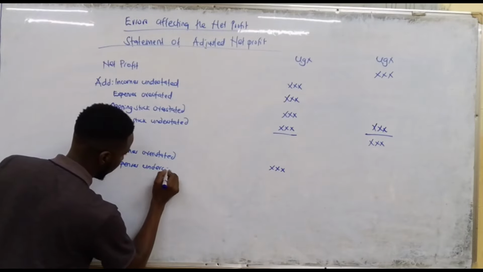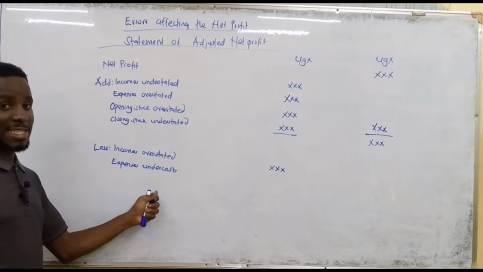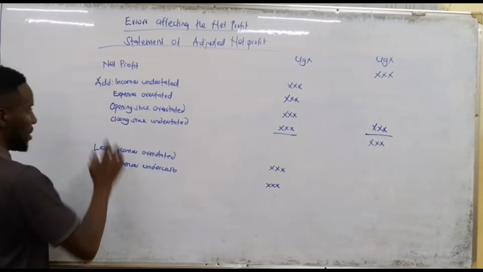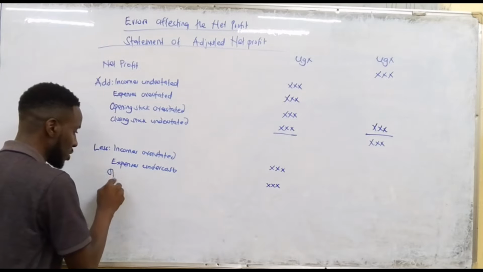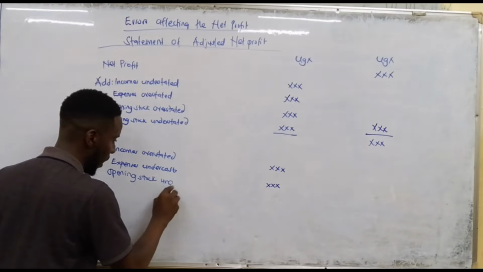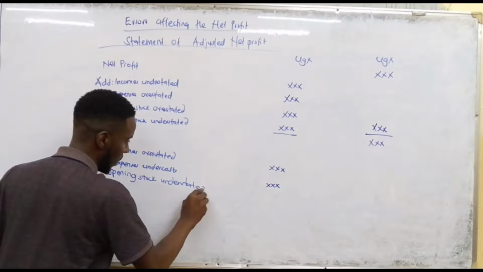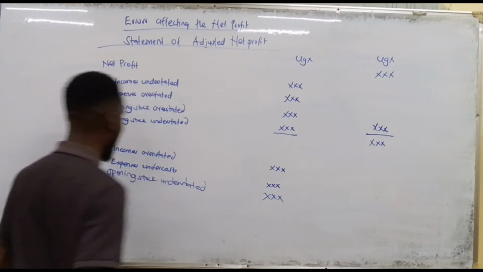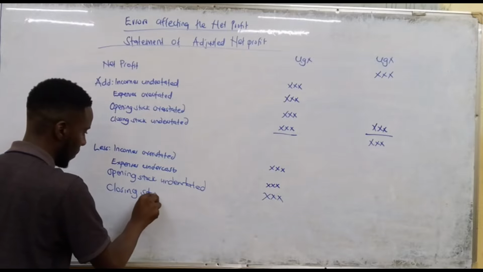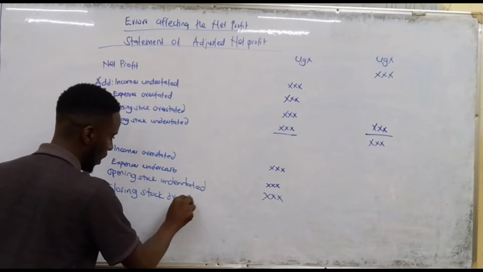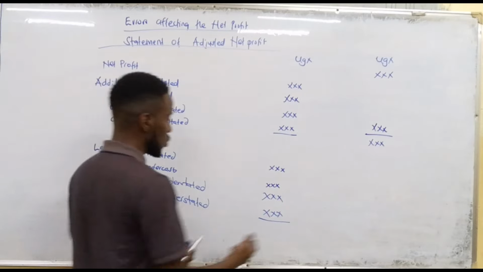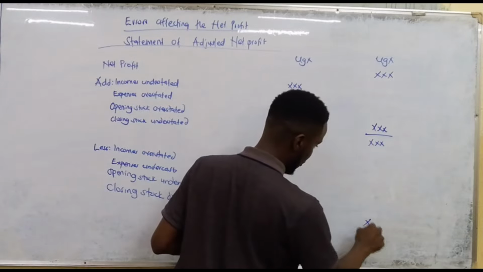Undercast. So still, when your expenses are undercast, that means you're going to increase your net profit. So we come back here and we take it off. Then if our opening stock was overstated, here our opening stock has to be understated. You bring the value here as well, and then our closing stock overstated, like this. So what we do here, we get this total and we bring it here.